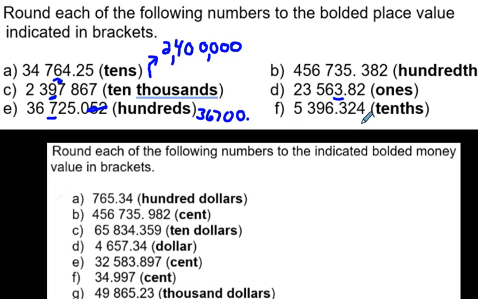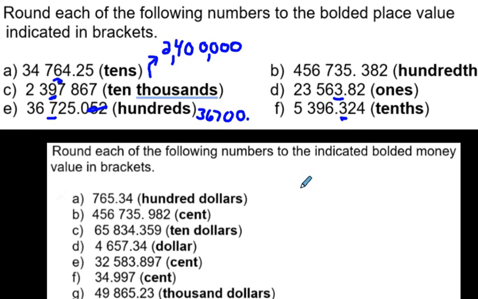Okay, the tenths place. The tenths place, as you may recall, is right over here. Does that 3 become a 4 or does it stay a 3? You are right. It stays a 3. Why? Because it has a 2 right here beside it. So the answer would be 5396.3. Done.